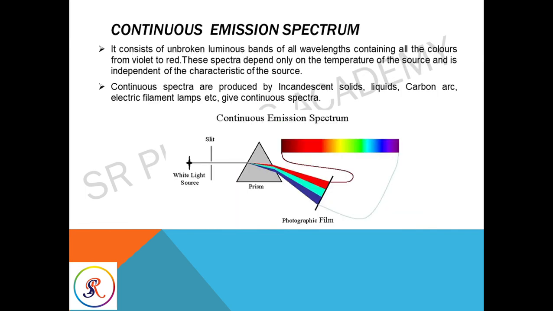So we know the continuous spectrum. Look at this image: unbroken luminous bands of all wavelengths containing all the colors from violet to red. This spectrum depends only on the temperature of the source. It is independent of the characteristics of the source. Continuous spectra are produced by liquids, carbon arc, incandescent solids, and electric filament lamps also give continuous spectra.